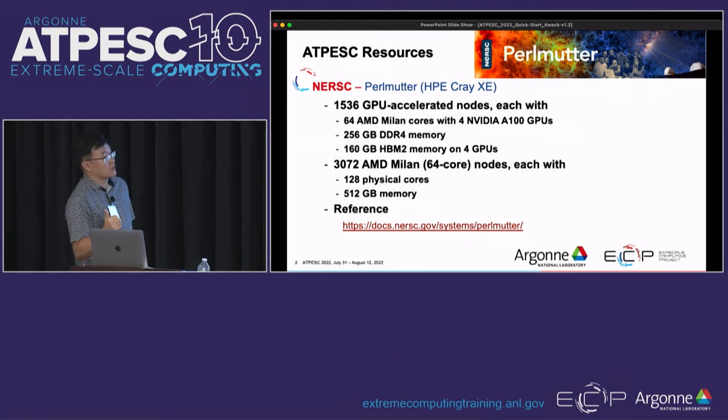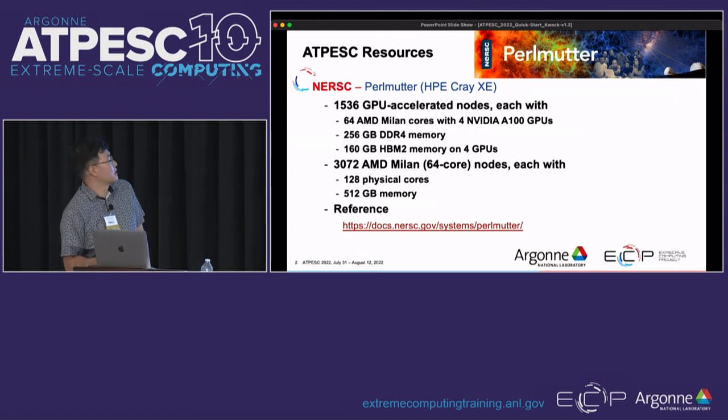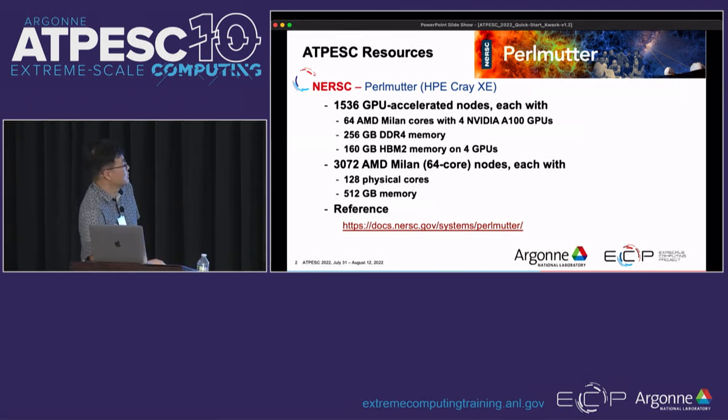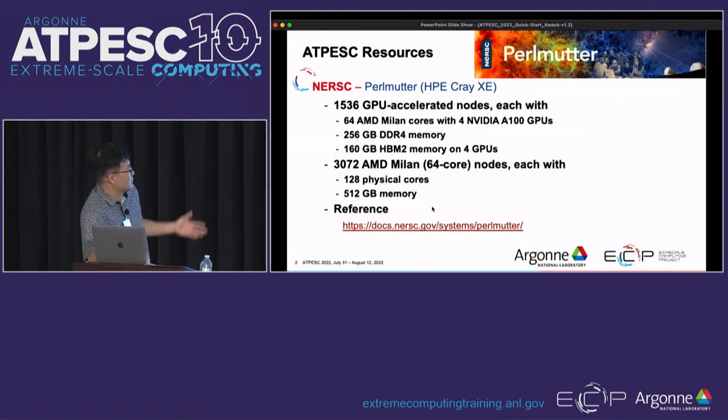Another resource from NERSC is Perlmutter, which has a very similar architecture as Polaris. It has more than 1,500 GPU accelerated nodes. Each node has an AMD Milan processor plus 4 NVIDIA A100 GPUs. And Perlmutter also has the CPU partition, which is more than 3,000 AMD Milan CPU nodes, where each node has 2 Milan processors. So this is a very nice heterogeneous system. And you can find more details in this reference.